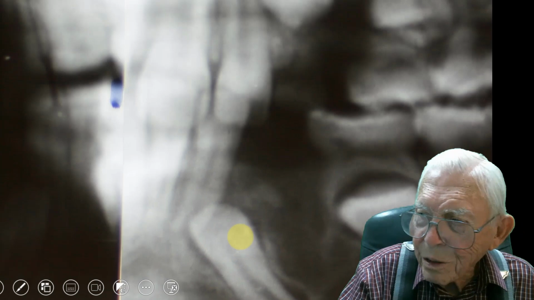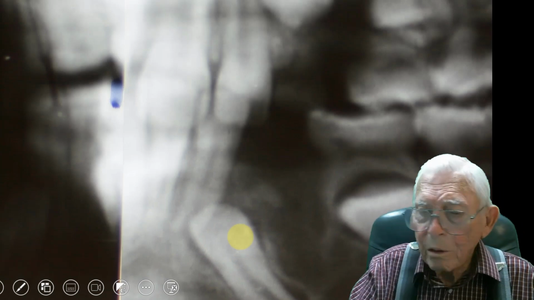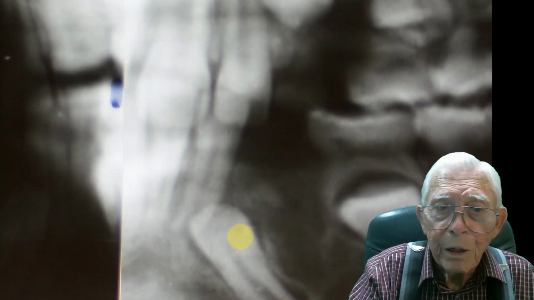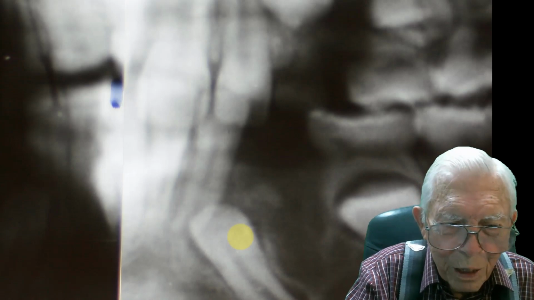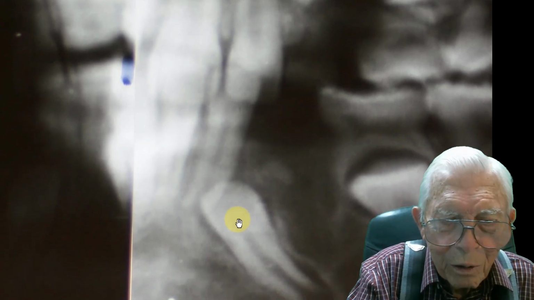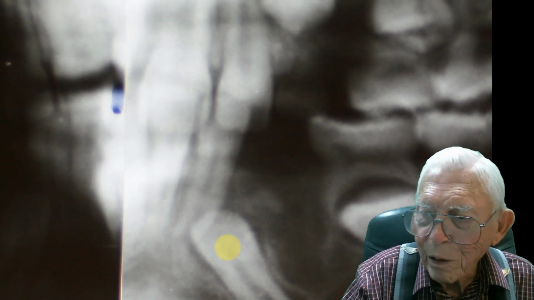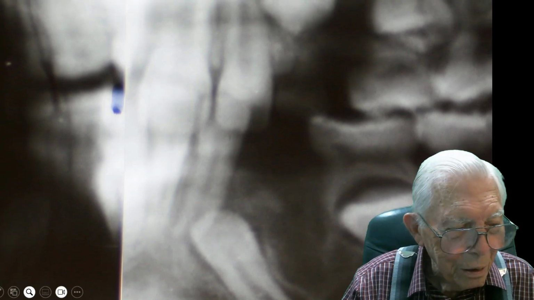Well, this thing's going crazy. I touched something and it enlarged. All right, well, that's okay. It's big. Now this tooth we're going to have to move. I don't know what I did.